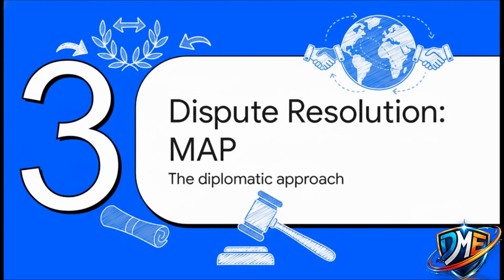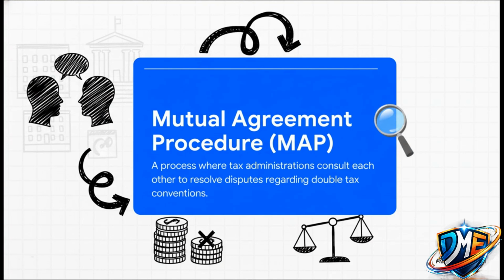Okay, so let's say a dispute has already happened. The audit is done, the adjustment is proposed. Now what? Well, this brings us to the main tool for solving these problems after the fact, the Mutual Agreement Procedure, or MAP. You can think of this as the diplomatic route. At its core, MAP is really just a structured negotiation between governments. It's a formal process outlined in tax treaties where the competent authorities, which is just a fancy term for the designated tax officials from each country, sit down together to hash out a solution and, hopefully, get rid of the double tax.